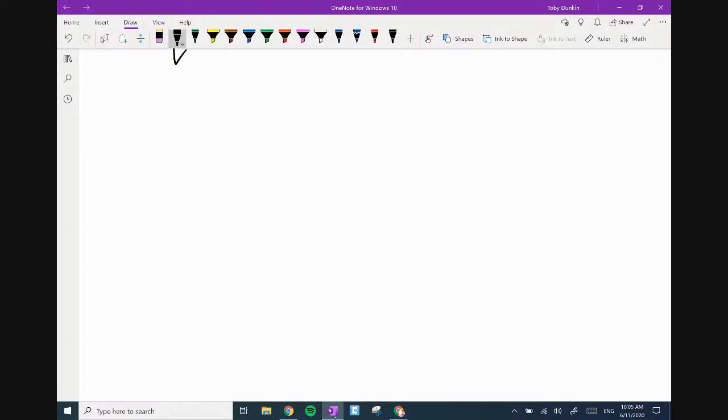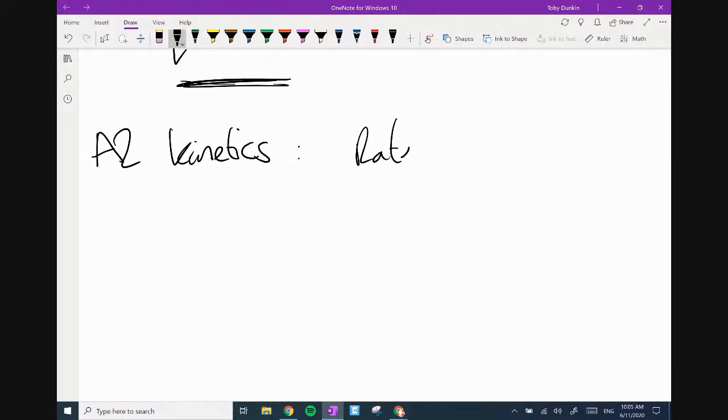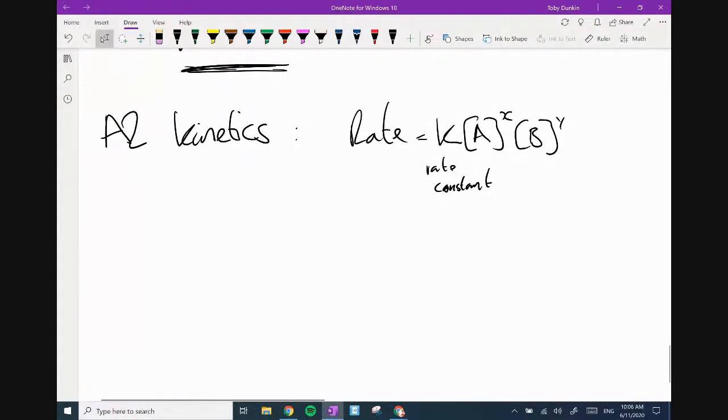Because you guys have been doing A2 kinetics, you realized that we got a rate equation. The rate of a reaction is equal to k, the rate constant, multiplied by the reactants that are in the RDS, the rate determining step, to their orders, which is found from kinetic experiments. I love all this stuff.